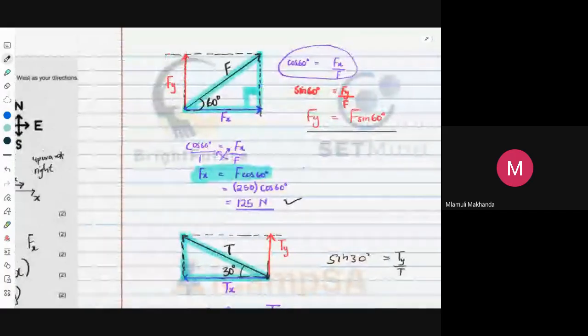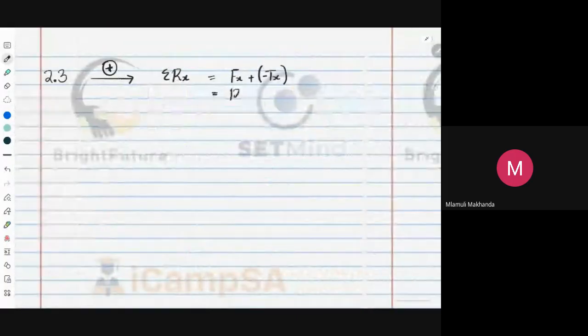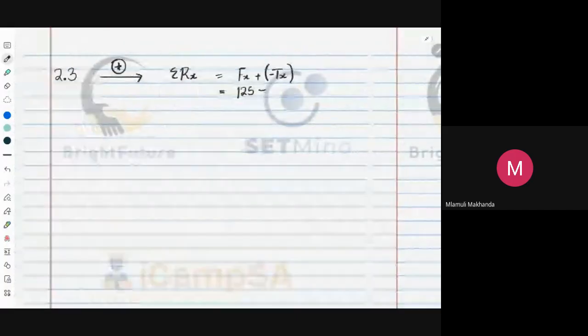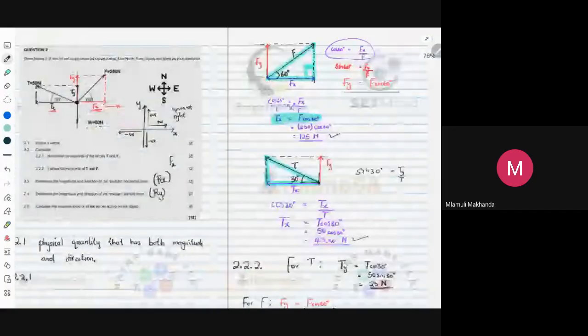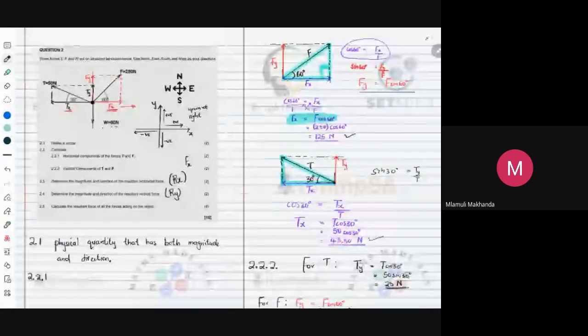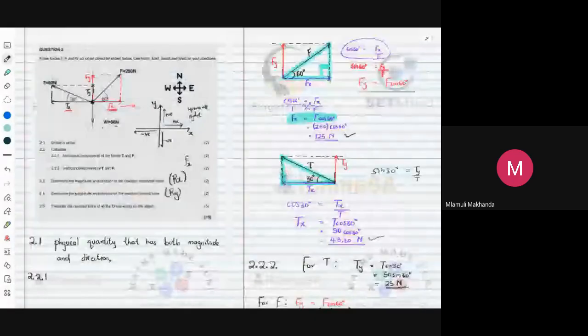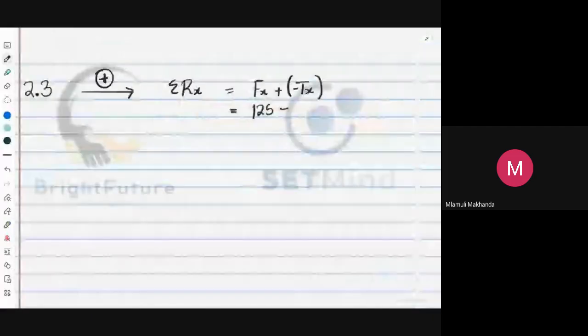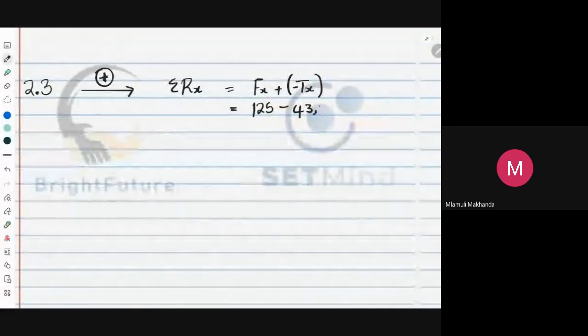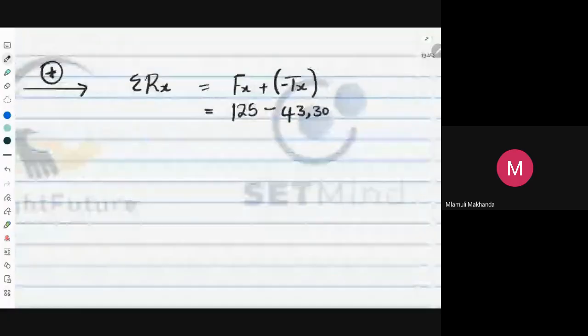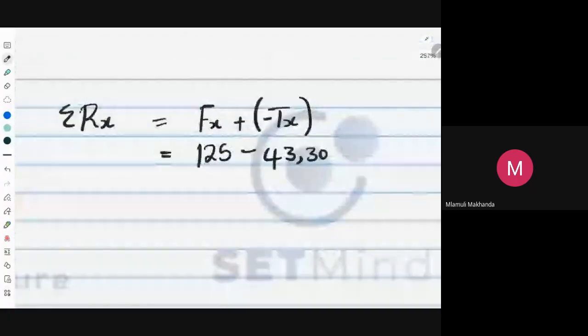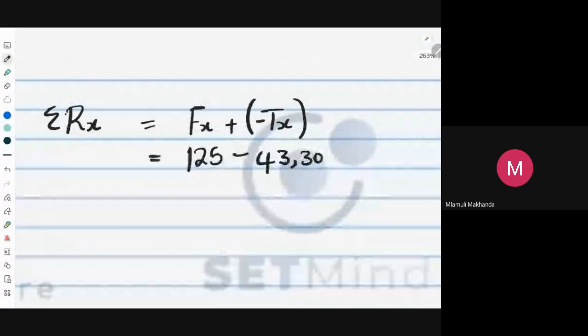Now, we said Fx is 125. Tx is, what's Tx? Oh, 25, is it Tx or Ty? Oh, Tx is 43.30, sorry. If this constant scrolling is messing up with your mind, I'm very sorry. There's no easier way of scrolling here. I have to just do it like that.